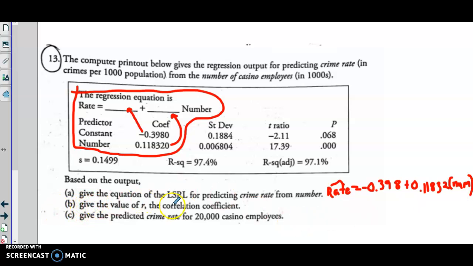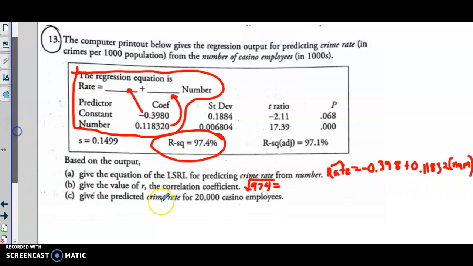B, give the value of R, the correlation coefficient. So R, I have R squared. So to get R, I'm just going to take the square root of that. So R is going to be the square root of 0.974. Whatever that is, you can check with my solutions.